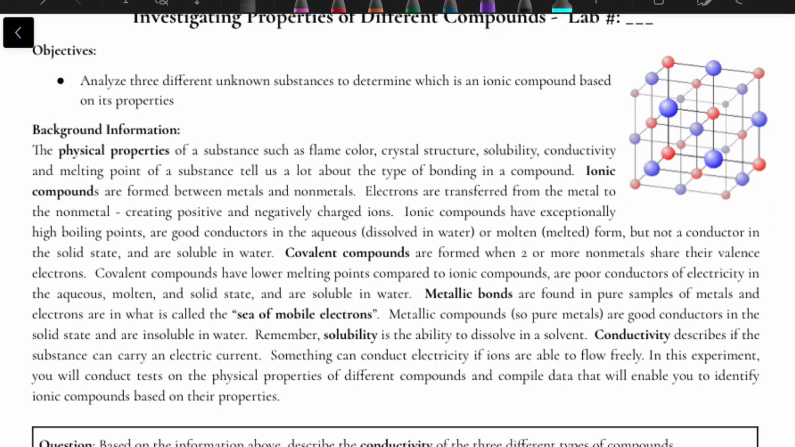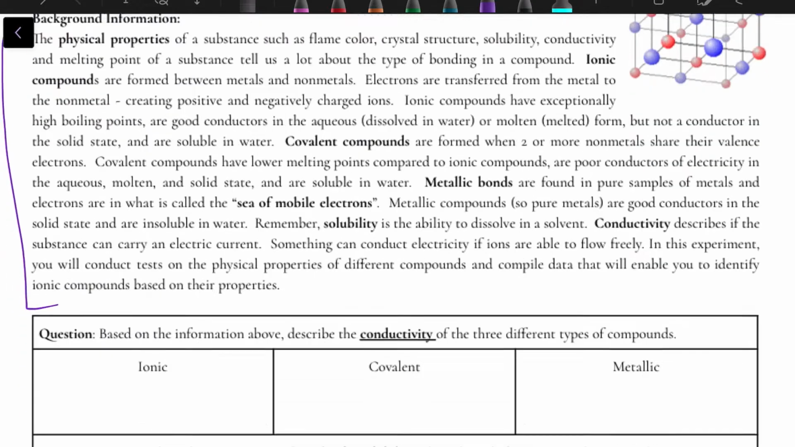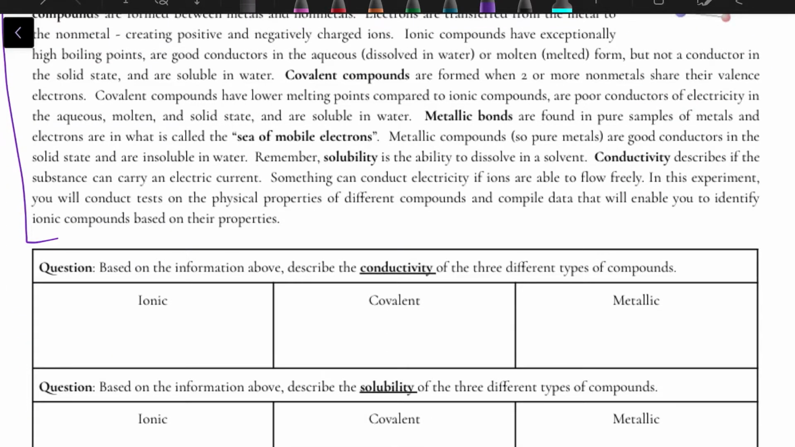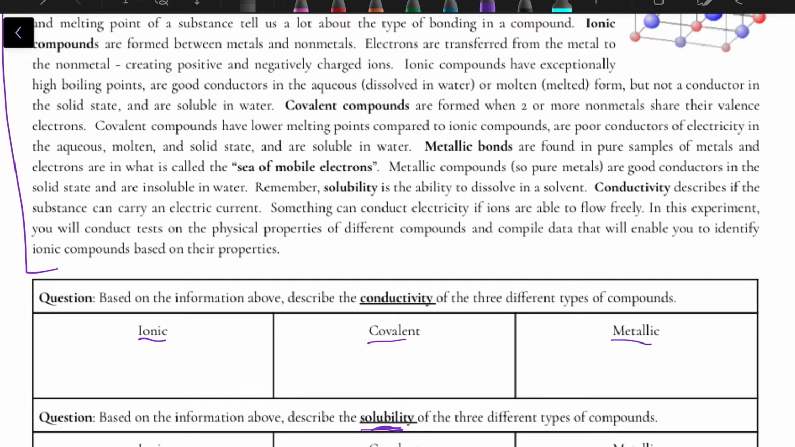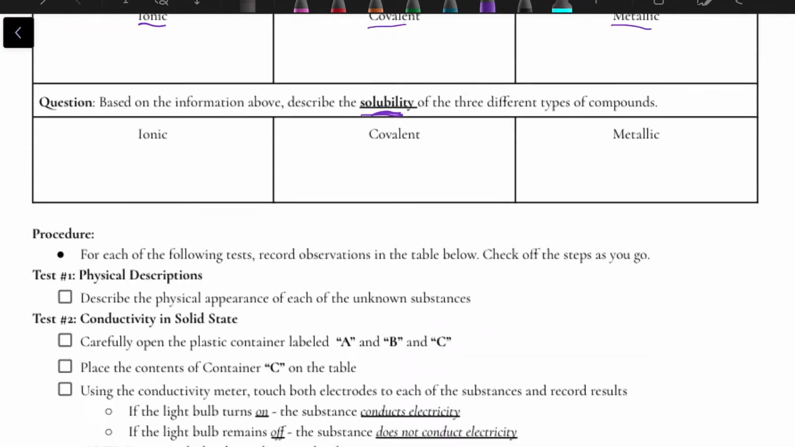So at this point, you should know the background information is full of very useful information, and you have some questions on it. Based on what you read, the first part is to compare the conductivity of the three different types of bonds, and then to compare the solubility of the three different types of bonds. Again, everything comes from that paragraph.